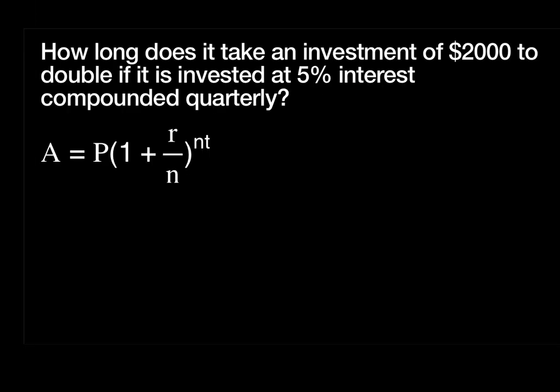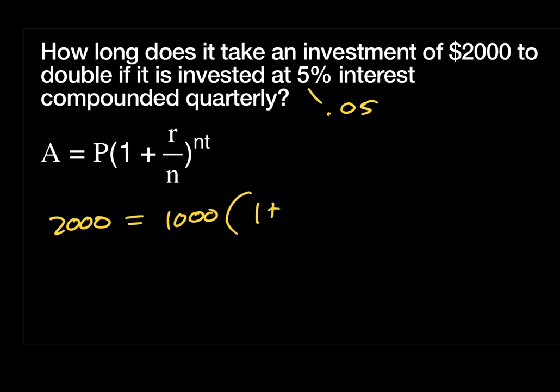All right. Yes, we do. How long does it take for an investment of $2,000 to double? So my end amount is doubled, 2,000 equals 1,000. My interest rate is 5%. As a decimal, that's 0.05.